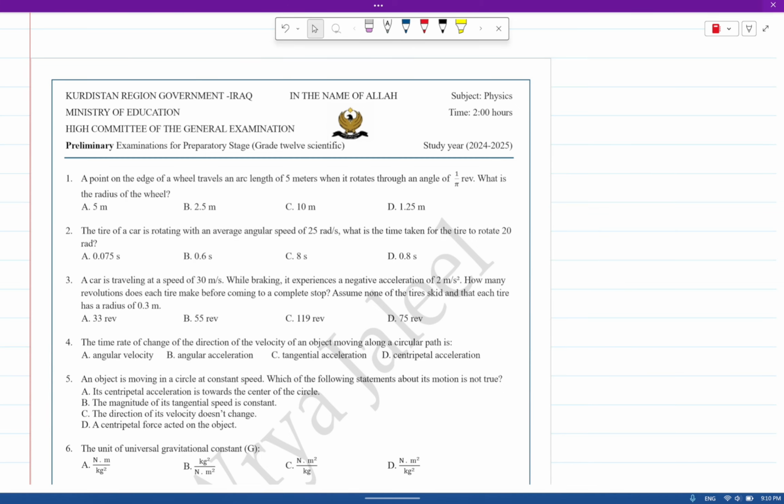Just to let you know before we start, the original copy was released in Kurdish only. So this is not the original copy. What I have done is I've translated the Kurdish into English so that you benefit from this. Alright, if you're ready, let's begin.